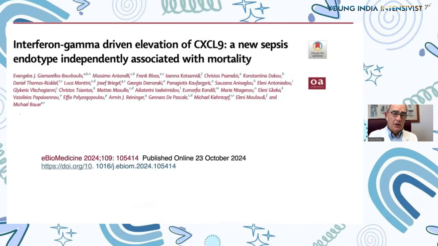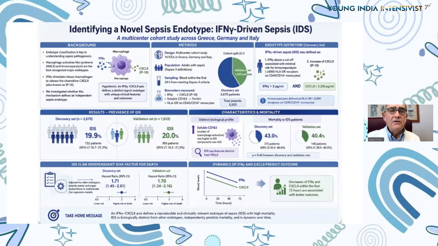Now, I want to show you a couple of studies where we participated and where endotypes were identified and associated with mortality. This is the first of the two, and this is the identification of interferon gamma-driven sepsis. We look at the pathogenesis of sepsis, always looking at macrophage activating syndrome and immunoparalysis, which are indeed the two better and major recognized endotypes.